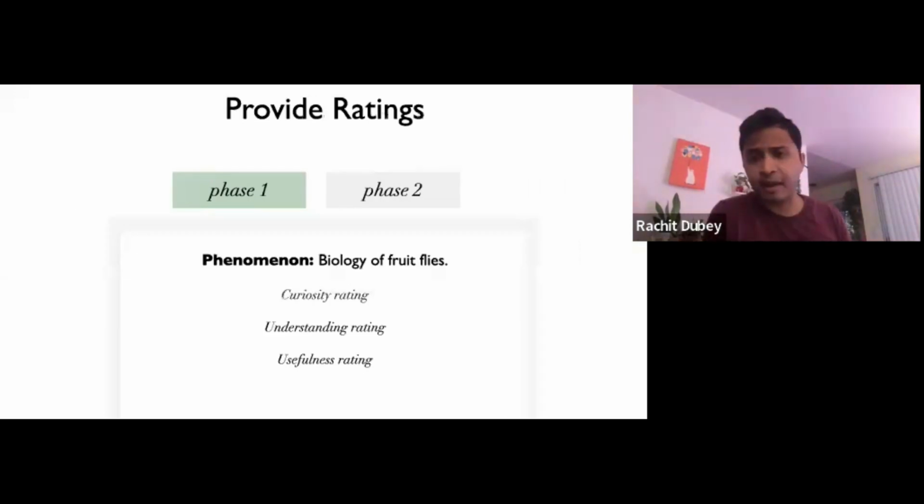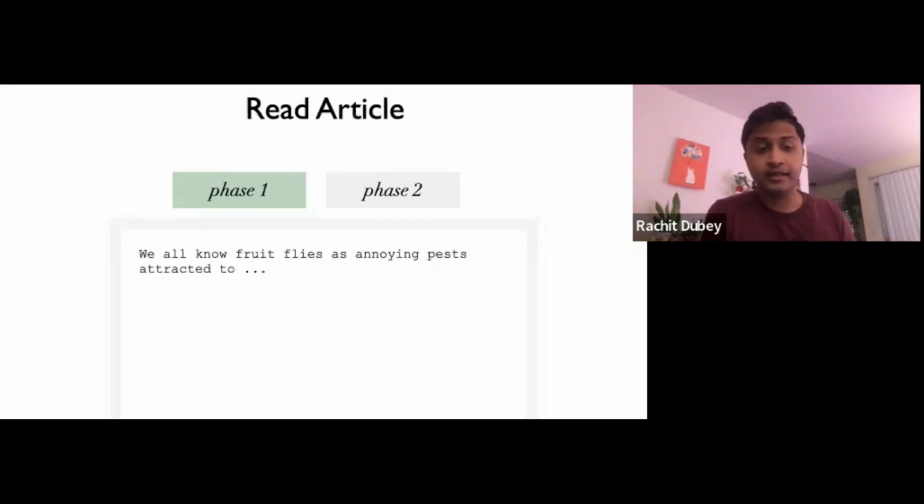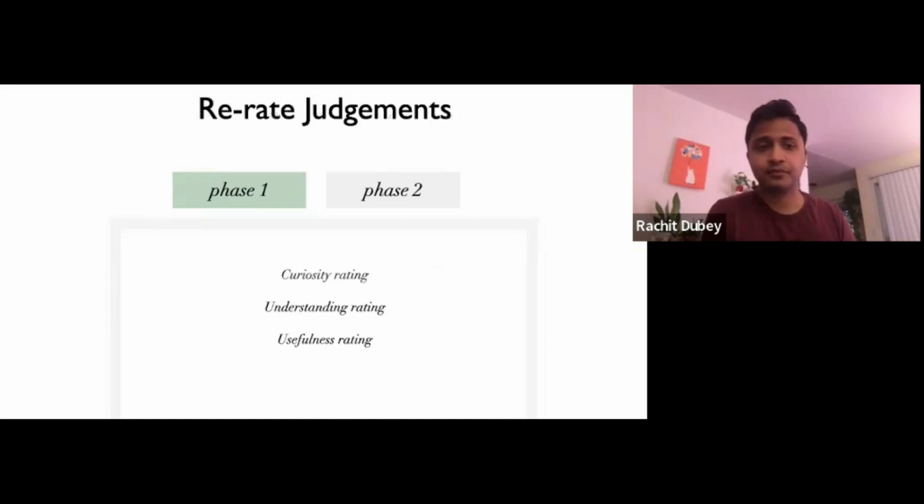And this is what the experiment looked like. In phase 1, subjects were presented with one of the 2 animals, in this case, fruit flies, and they then provided their ratings for curiosity, understanding, and usefulness on a scale of 1 to 7. They then read one of 2 articles about fruit flies at their own pace. And after reading the article, they once again provided their ratings.